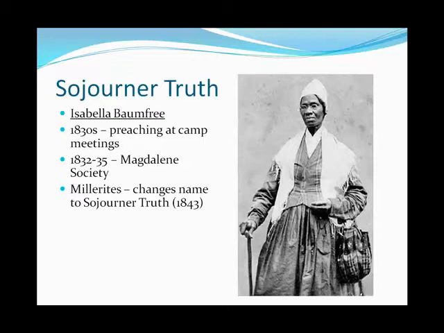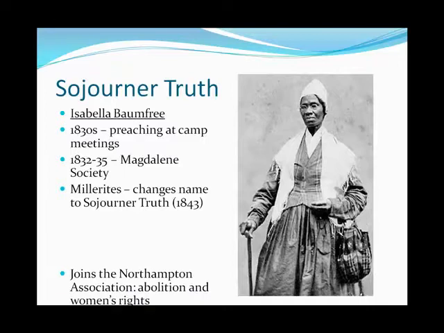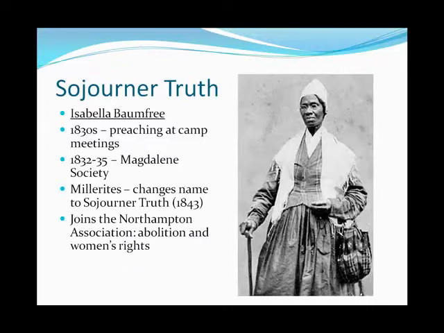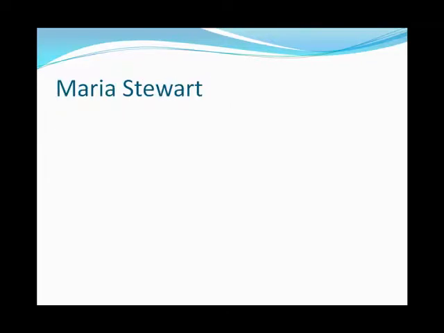So again, that term of an exhorter is what is applied to women, black female preachers during this period. Well, the world was supposed to come to an end on June the 1st, 1843, and when it didn't, Sojourner Truth, by now using that name, leaves the Millerites, joins another group called the Northampton Association, and begins to fight for the abolition of slavery and for women's rights.